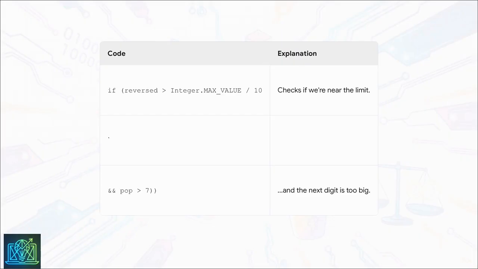Okay, let's look at what this protective word looks like as an actual spell in our spellbook. This is a perfect example of defensive magic. This first line is kind of like peeking into the chest and asking, are we already past the last possible shelf? The second and third lines, they handle a very specific edge case. What if we're right on the very last shelf and the next digit we're about to add is bigger than a 7? You see, since the biggest possible number ends in a 7, anything bigger than that would definitely cause an overflow. This is what being a careful programmer really looks like.